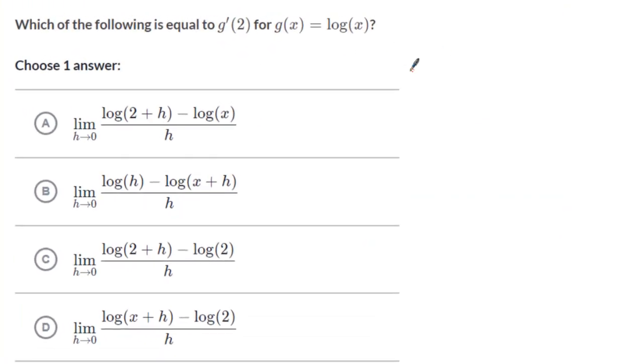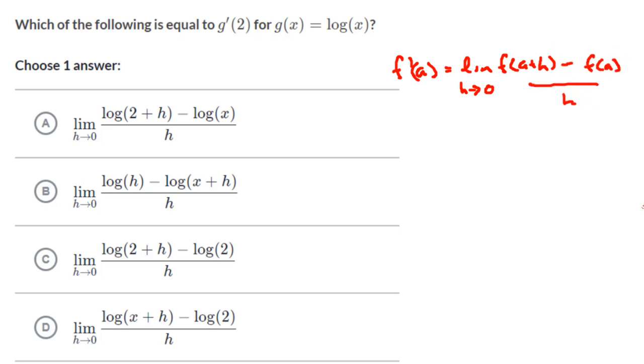Which means here you can see we're finding g prime of 2. Again, let me give that definition of a derivative. f prime of a equals the limit as h approaches 0 of f of a plus h minus f of a all over h right there. There's my definition of my derivative. And so let me define a few things. We have g of 2, or f of 2. So that means a is equal to 2. Okay? What is my function equal to? My function is equal to log of x.